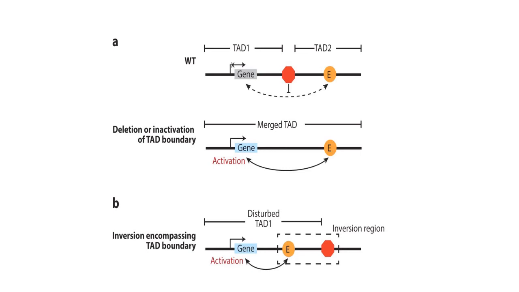On the bottom is a similar idea, where the TAD was disturbed by the inversion of a DNA sequence, which put the TAD border stop sign to the right of that enhancer. In that situation, the enhancer then can go ahead and activate the gene that it's not usually supposed to activate.